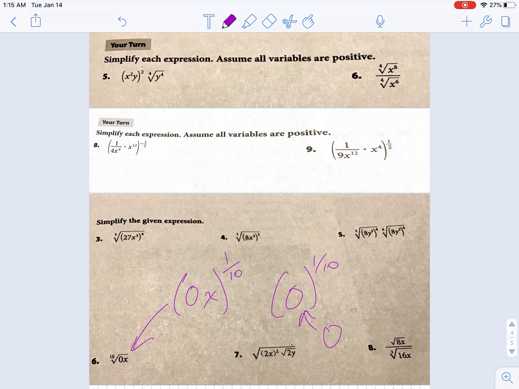But there's a big difference though. Let's say the base is 3 and the power is 0, then the answer is 1. You see the difference between this and this. When the base is 0, then the answer is 0. When the power is 0, then the answer is 1.